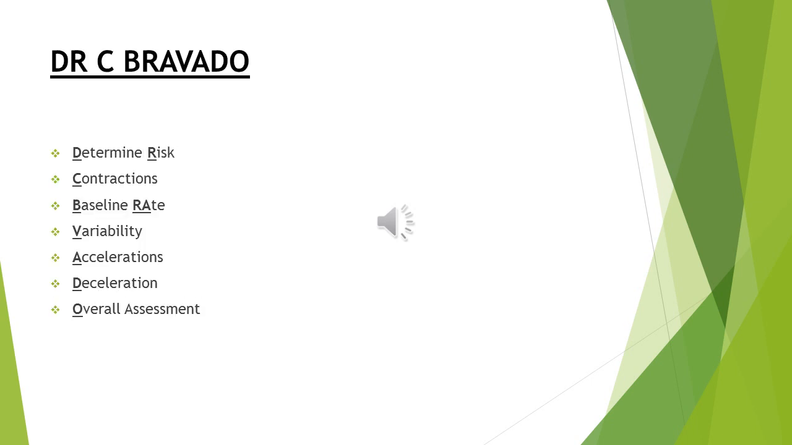The basics of CTG interpretation is DR C BRAVADO, which is the mnemonic, which refers to: DR is determine risk, which is the clinical picture. C is the contractions. BRA is baseline rate. V is variability, A is acceleration, D is deceleration, O is overall assessment. It's a nice mnemonic to remember what are the key elements you would like to interpret in a CTG.